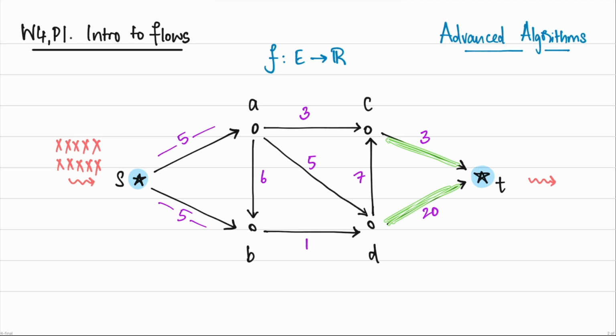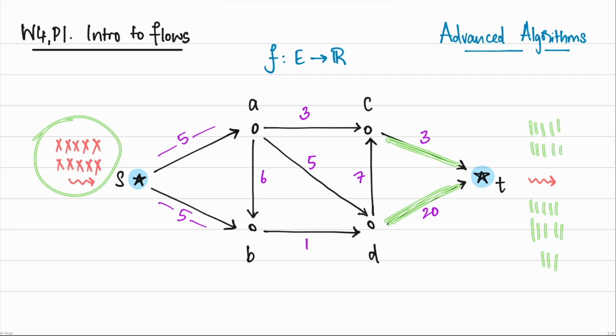So the number of trucks that have showed up at T is actually 23, as opposed to, remember that we had 10 trucks that started out at S. So somewhere along the way, we seem to have magically manifested additional trucks, which should strike you as a bit odd.